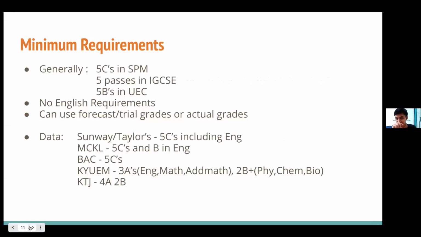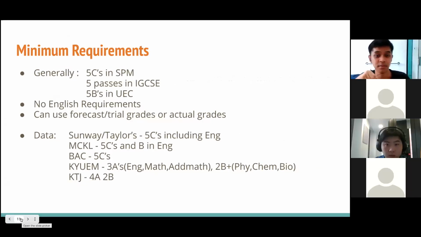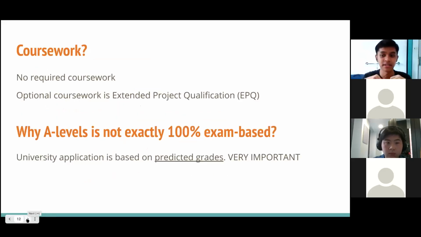So the minimum requirements, I'm pretty sure most of you won't have any problems with this. You generally need 5 Cs in SPM or 5 passes in IGCSEs. But it's also important to note that A-levels really depend on the college that you go to, because the college experience is what makes up your A-level experience. A-level at its core is just studying 4 subjects and doing the exams. So colleges also have different entry requirements. Some include Bs in English, some just state the number of As and Bs that you need to get. So yeah, this is just some of the data that I got.